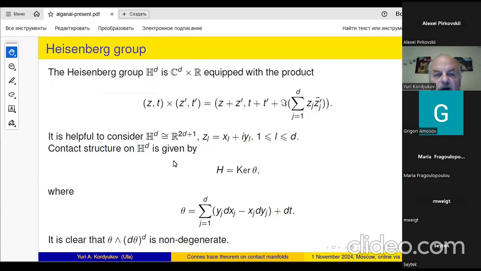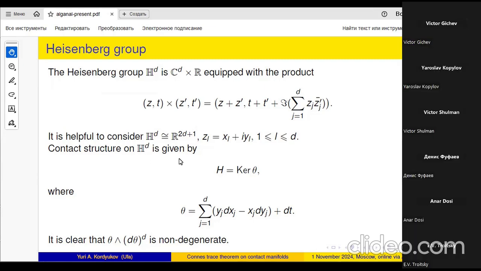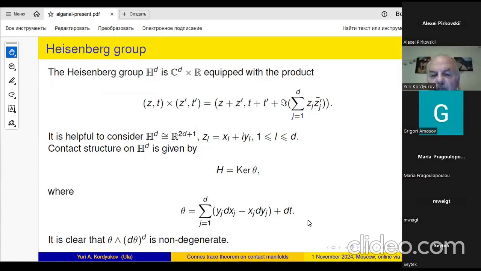And the contact structure on this Heisenberg group is given by this differential form. Actually, in classical mechanics, we know that the symplectic form is dp∧dq, and the one-form is p dq, and t. So this looks like this, and t looks like the time. So one can check that this 2d plus 1 form is not degenerate.